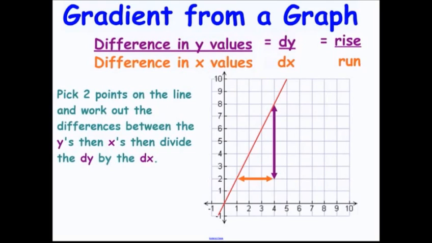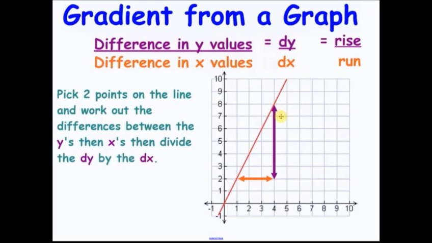Okay, let's start with gradient from a graph. So we've been given a line on a graph. The equation in mathematics to work out the gradient from a graph is you need to work out the difference in y values between 2 points. So select 2 points here and here, and you work out the difference in the y value. You can either count it or work it out from the coordinates, which is what we'll do in a second.